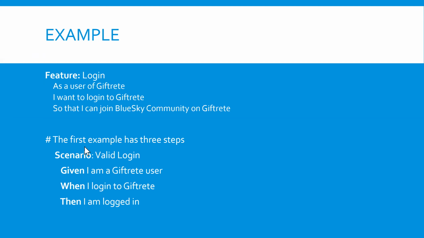And what do I need to do? The first one is a comment I just put here to explain what I wanted to do, but you don't need to; this will be disregarded, so you don't need to worry about it. First scenario: login, given, when, then. You have your given, which is your precondition. Given I am a Giftread user, when I log into Giftread, then I am logged in. This is kind of how you are going to be writing your feature file.